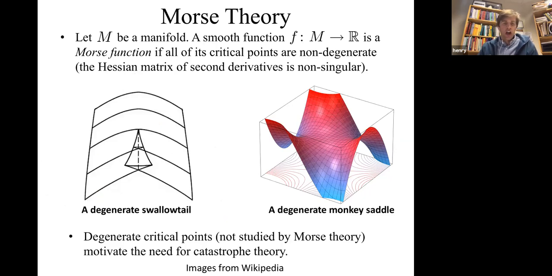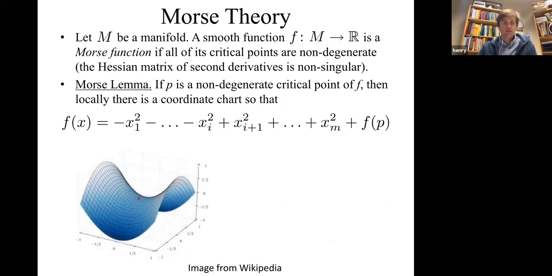There are more complicated critical points, such as a swallowtail. And here you might not want to use Morse theory to study those, but instead catastrophe theory. But that's a topic for another webinar. We're going to build up now to the Morse lemma and the first two Morse theorems. So these are the driving forces behind Morse theory.